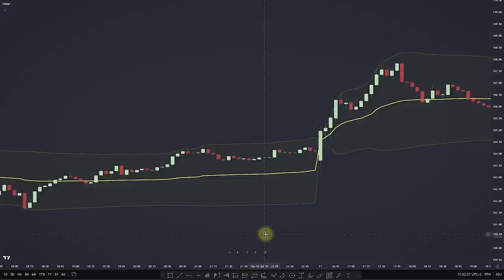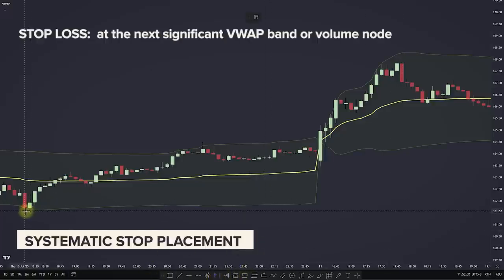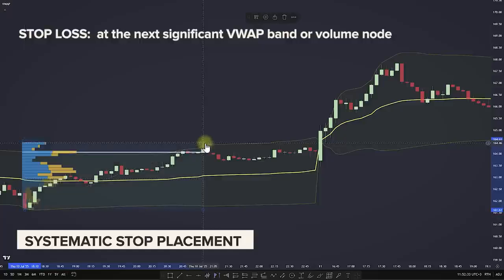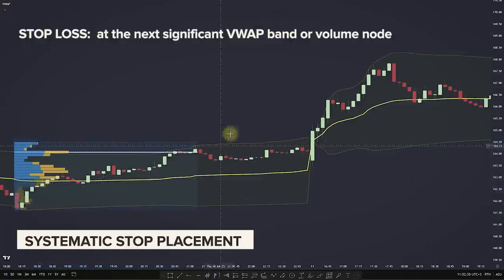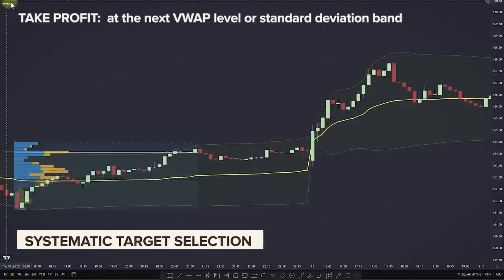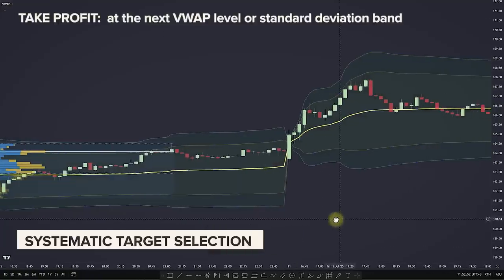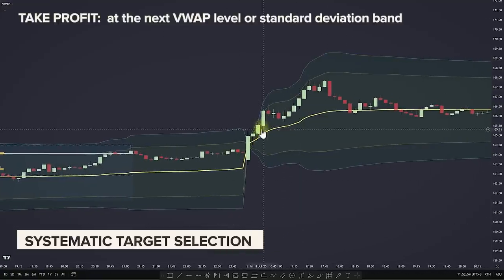Stop loss placement uses VWAP bands and volume profiles. Your stop goes at the next significant VWAP band or volume node. This ensures you're stopped out only when institutional opinion changes. Target selection follows VWAP logic. Your first target is the next VWAP level or standard deviation band. Your second target is the next volume node.